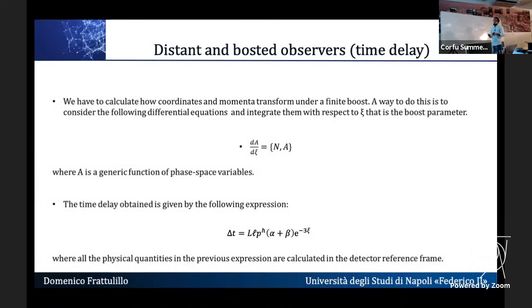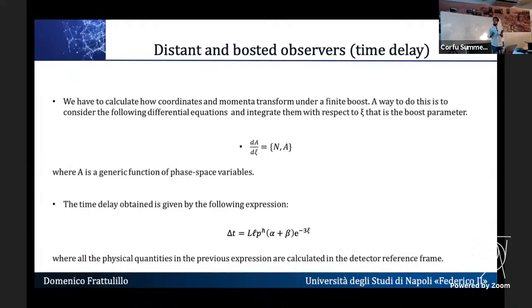So we have to calculate how coordinates and momenta transform under a finite boost. A way to do this is to solve this differential equation shown in this slide, where A is a generic function of the phase space variable. And so if we calculate it for x, eta, and the other variables, we can obtain how coordinates and momenta transform under this boost. Here we have called c the boost parameter.